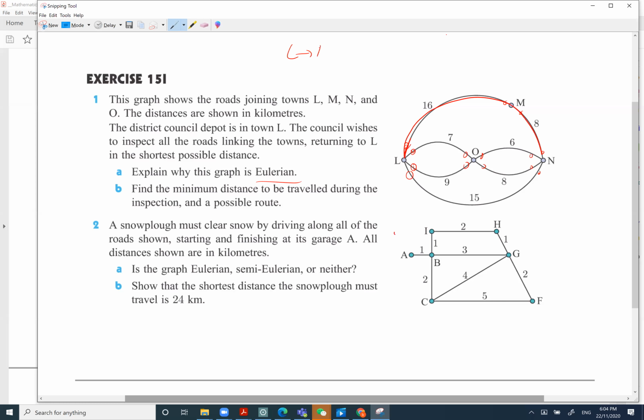So L, 2M, 2N, 2O, 2L, 2O, 2N, 2L. Yes. Okay. The distance traveled, just add them up. 16, 14, so 30, 30, 45, 61, 69 km.